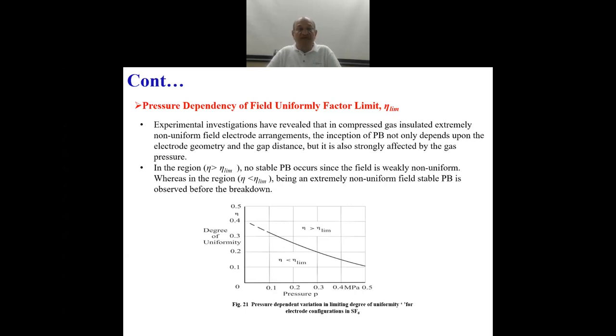We also showed a measured characteristic of eta limit, wherein in the practical measurement, you have to perform two types of measurements. One, the PB inception voltage, and second, the breakdown voltage. Both these things are simultaneously measured, and we could establish that when the value of eta is greater than eta limit, it is a weakly non-uniform field, and when the value of eta is less than eta limit, it is an extremely non-uniform field.